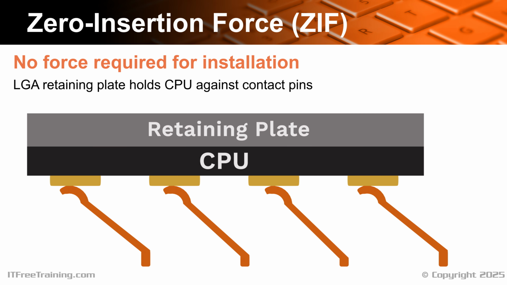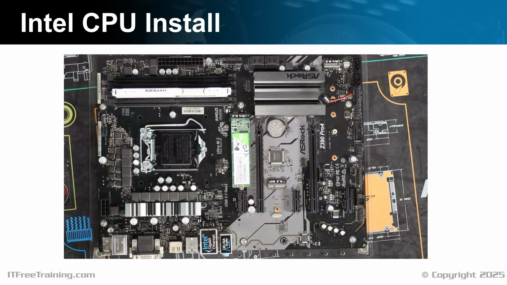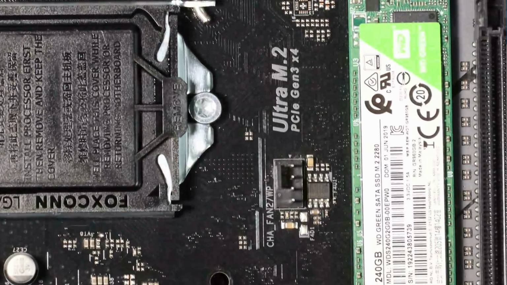Now let's have a look at how to install an Intel CPU. To install the CPU, I first need to locate the triangle so I can match it up with the CPU. The protective cover is over the socket, blocking the triangle on the retaining plate. But notice that there's a triangle on the protective cover.